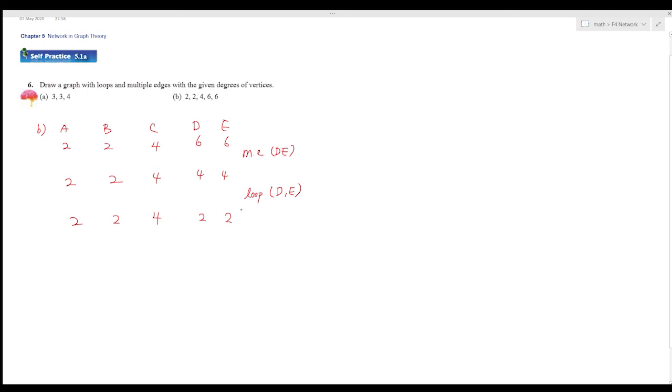Let's say now we take out the vertex C. The degree of vertex C is 4. Okay, vertex C will be connected to A, B, D, E. So the 4 we minus out from A, B, D, E. Each vertex, the degree is minus by 1. So that we don't have vertex C anymore.